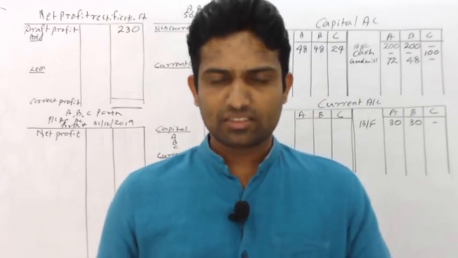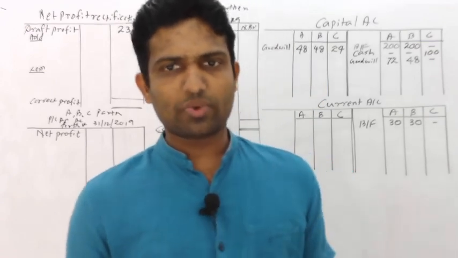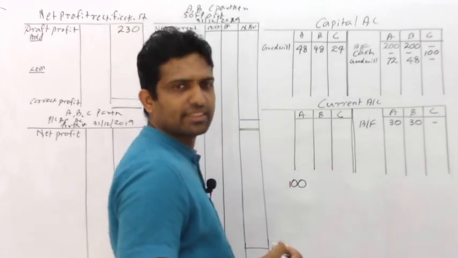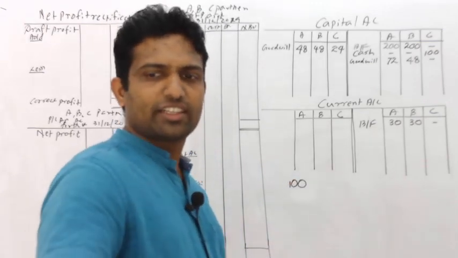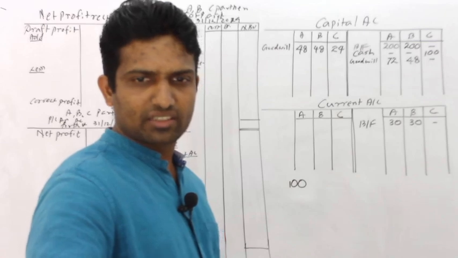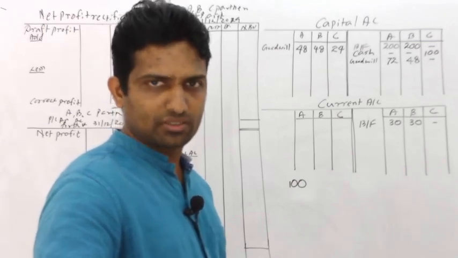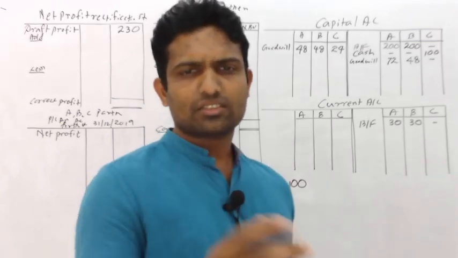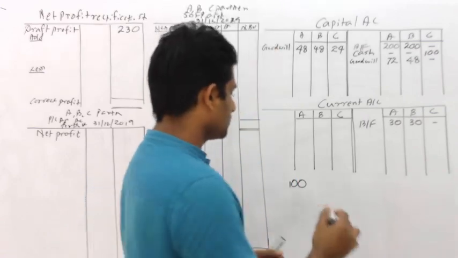When a partner provides a loan to the partnership, on this loan you have to calculate interest. Here the interest rate is given. In case it is not given, you have to compute the interest at 5%. But here the interest rate is given, that is 20%.